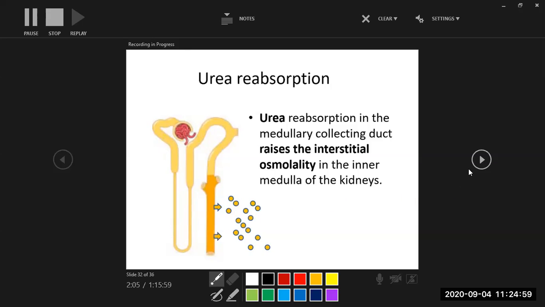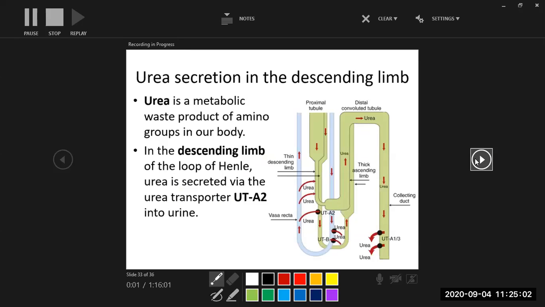So urea is here. In addition to that, remember in the loop of Henle, in the descending limb, it basically does two things. One is reabsorb water, and what's the next one? Secrete urea. So here we secrete urea. In the descending limb, urea is secreted through this UT-A2 channel into the loop of Henle.